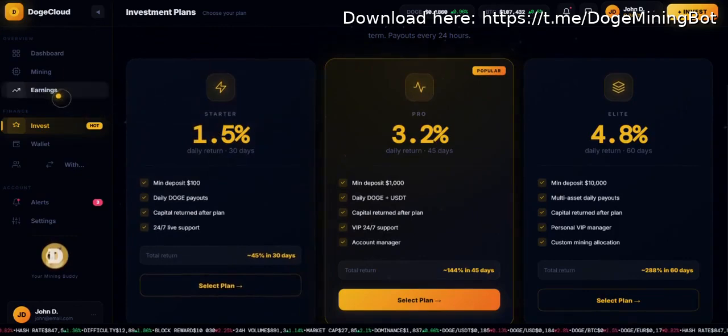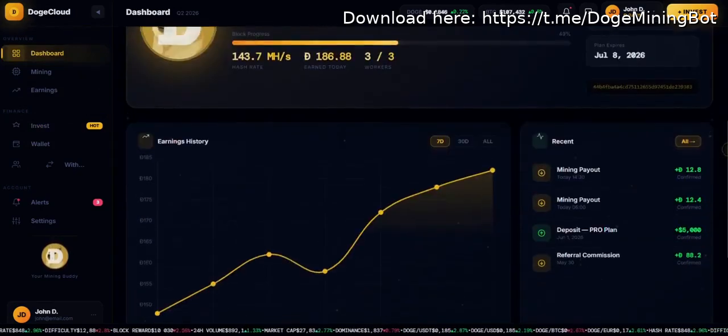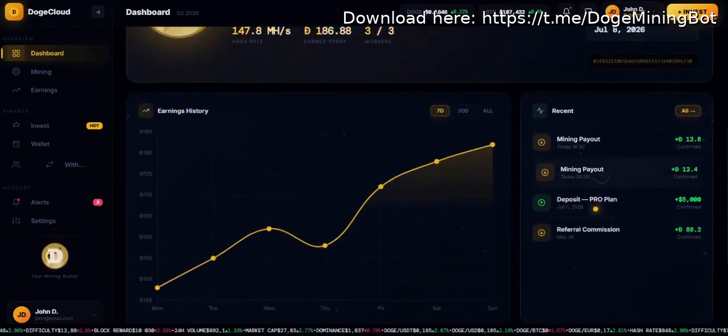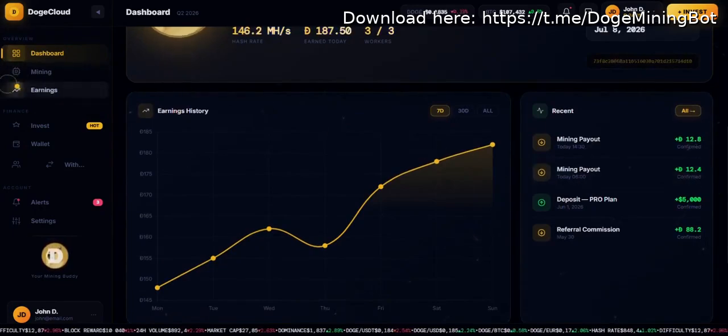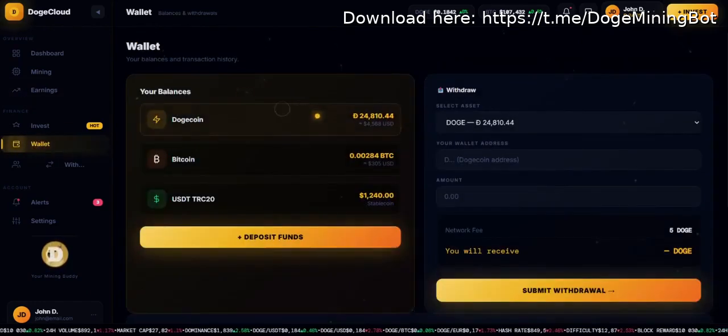their goals. Mining Center, real-time mining statistics, including current hash rate, equipment uptime, blocks mined within the last 24 hours, and performance analytics. Earnings, detailed income tracking with daily, weekly, and total earnings reports, along with a complete reward history.